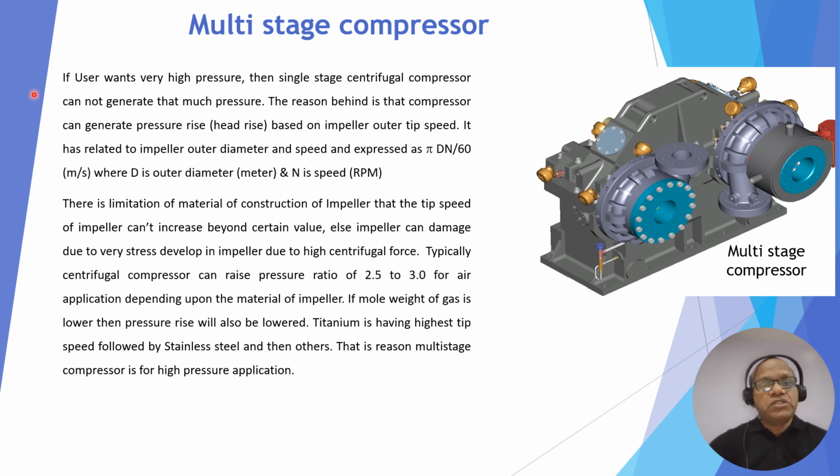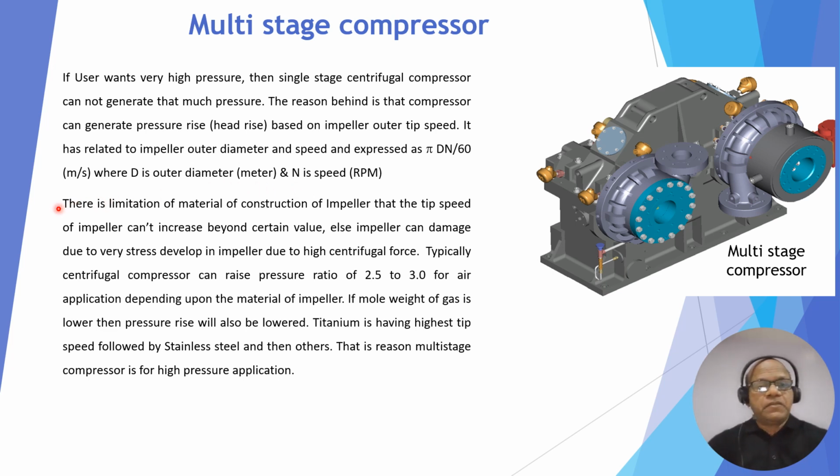So now the question is why a multi-stage compressor is needed. If the user wants very high pressure, then a single stage centrifugal compressor cannot generate that much pressure. The reason is that the compressor can generate pressure rise based on the impeller outer tip speed, which is related to impeller outlet diameter and speed, expressed as pi d n by 60, in meters per second, where d is the outer diameter in meters and n is the speed in rpm.